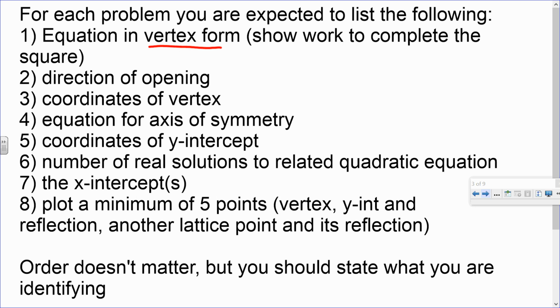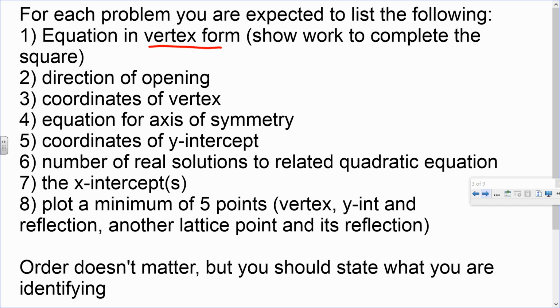Y-intercept, x-intercepts. I'm going to talk about number 6 here on the next slide in just a moment. How many real solutions, whatever a related quadratic means. And then plot points. Most of the time we're going to be finding 5 of them because the vertex will be one of them, and your y-intercept will be one. And then you'll reflect that to get another one that's symmetric to that. And then maybe your x-intercepts or maybe a couple of other lattice points, depending on the problem.